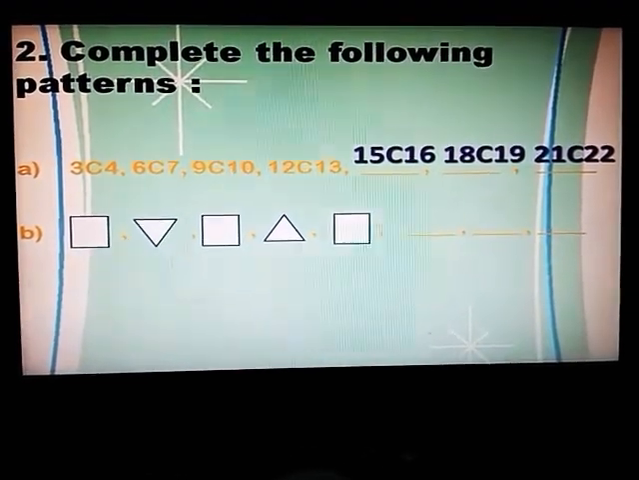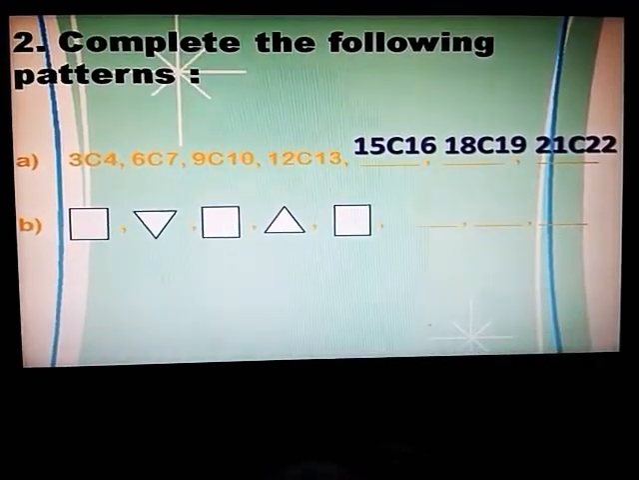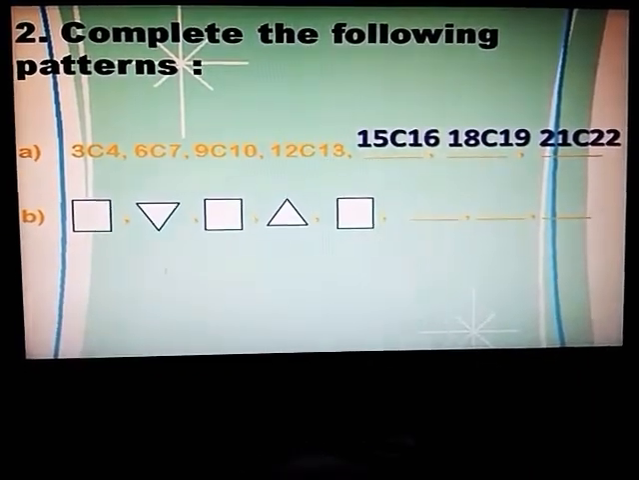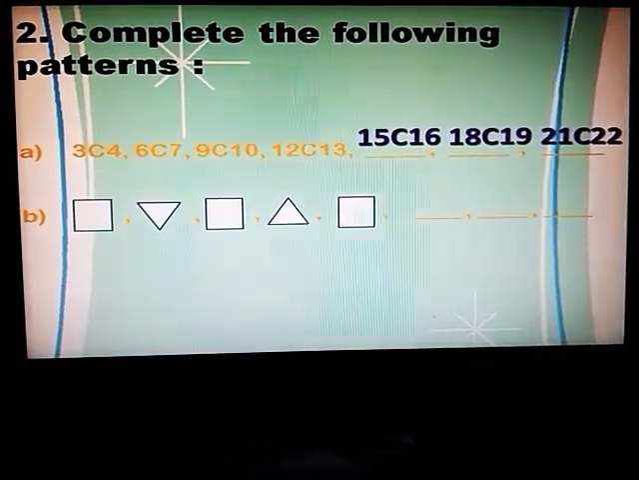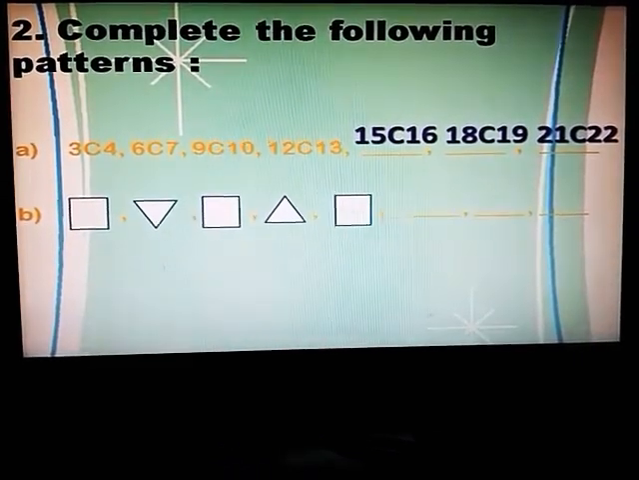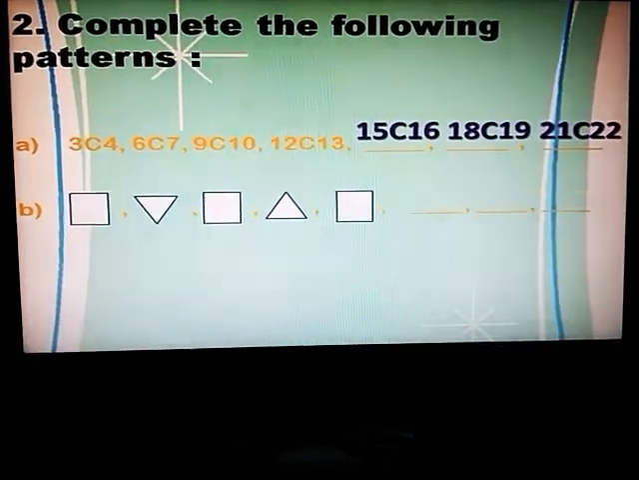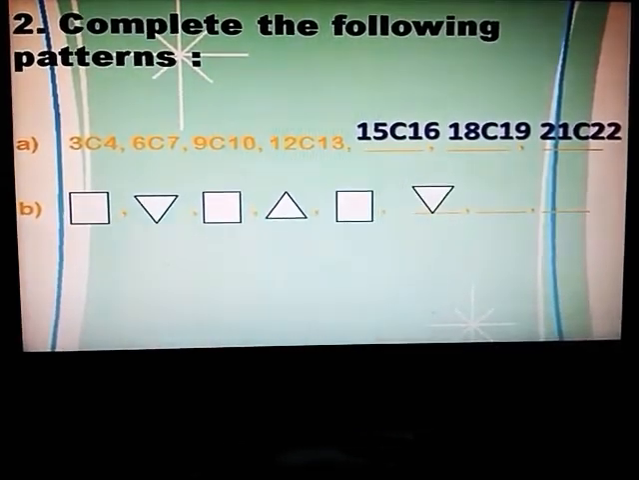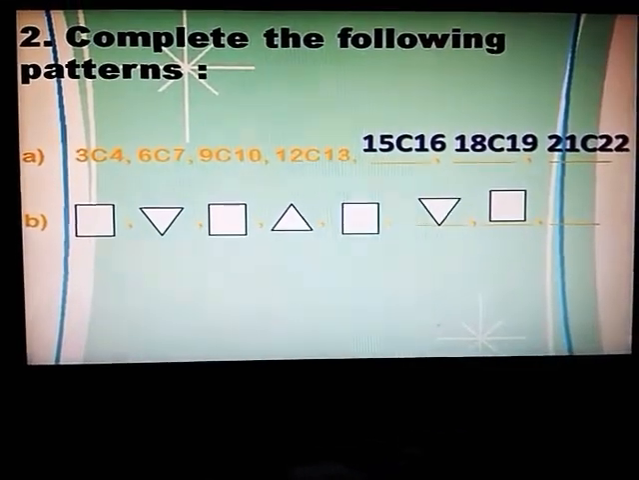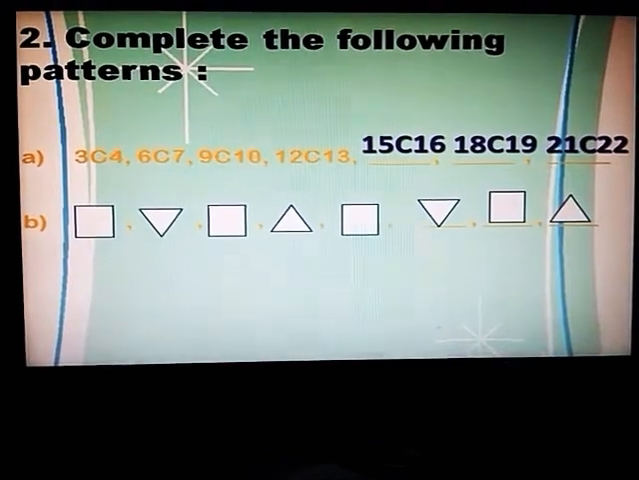Then question number B. Question number B, 2 shapes are used in these questions. One is square, then triangle, means opposite direction triangle, and then square, then also straight triangle, and then the second one is square. Okay, so the next one is the opposite direction of triangle, and then square, and then the straight triangle using question number 2B.